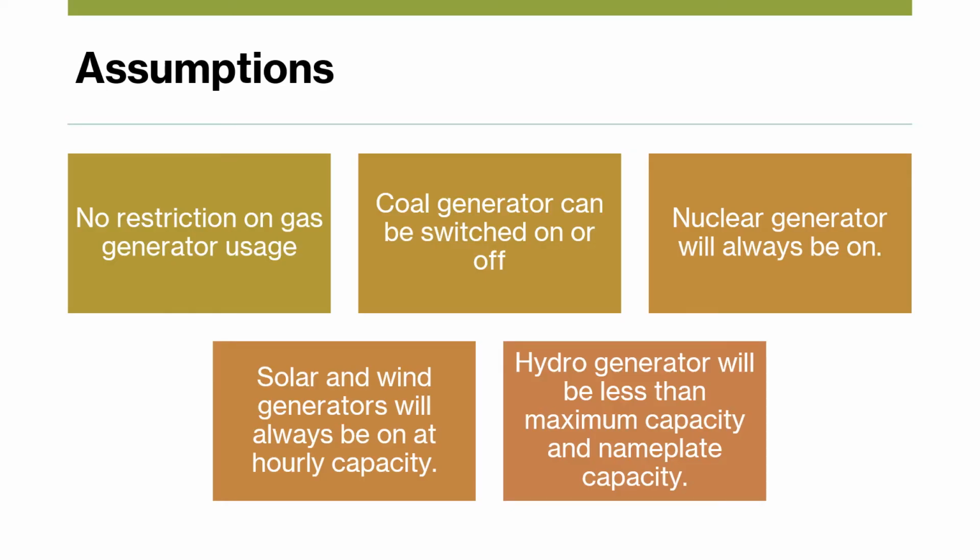Now, this model takes on a few assumptions, and the special assumptions taken here are about the hydro generators. The reason is that the hydro generators usually are not performing at their full capacity, and therefore a constraint is placed on them, and more will be said about that later on. But these are the assumptions taken when creating the model.